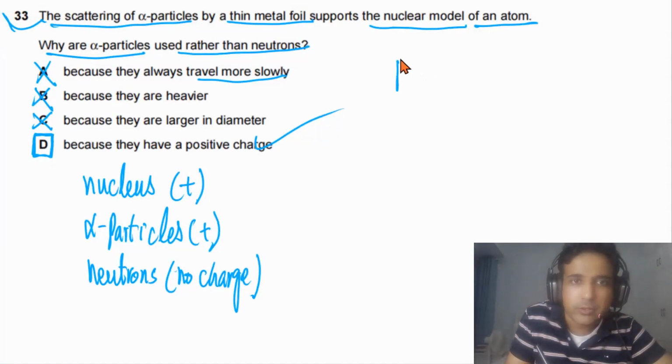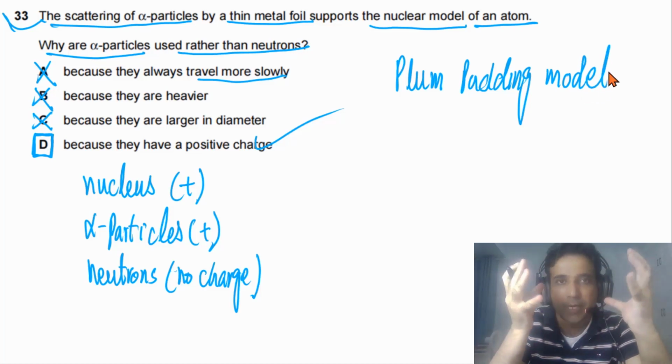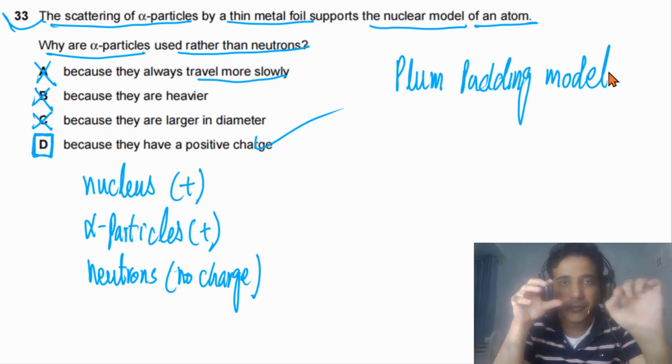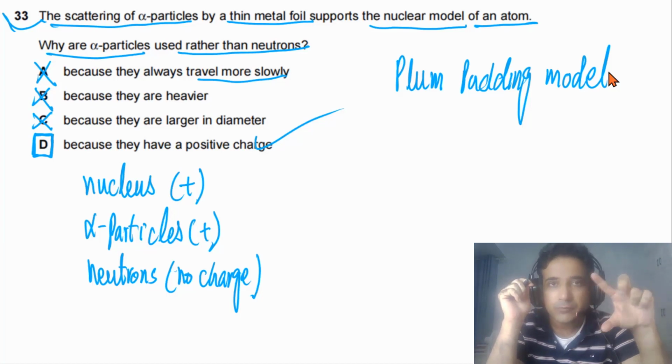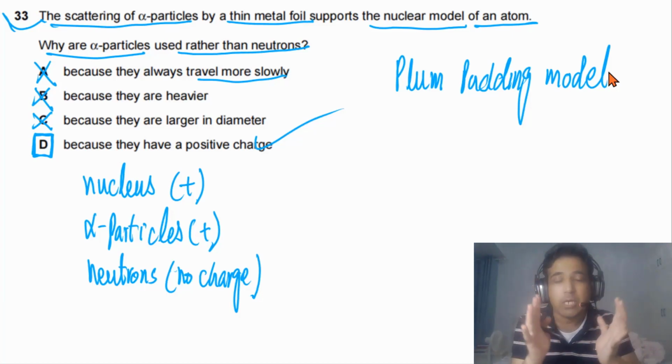Before the nuclear model, there was the plum pudding model, suggested by J.J. Thomson. According to this model, the whole core of the atom has a positive charge, meaning the positive charge was evenly distributed. In order to test this, Rutherford did an experiment using alpha particles, because the plum pudding model suggested that positive charge is evenly distributed in the atom. So there would be a repulsive force, because the alpha particle is positively charged and the core of the atom is also positively charged.